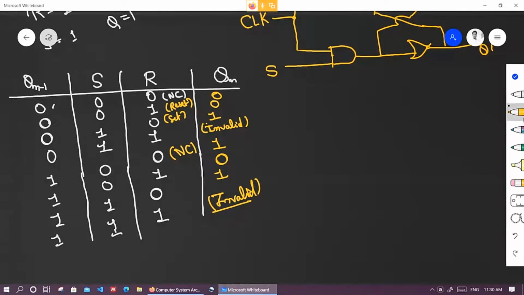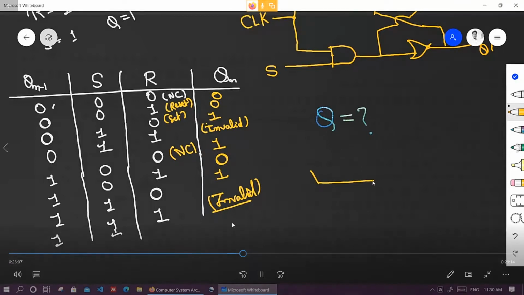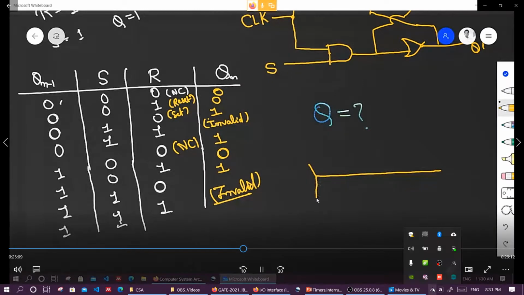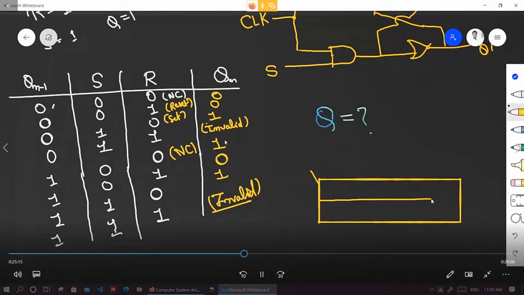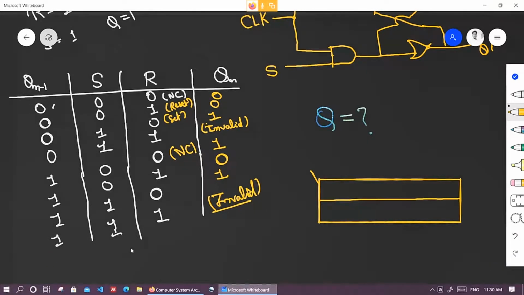Now there is one thing we want to find out. We have drawn the circuit and we have done everything. We want to find out the equation for Q. So what is the technique for getting the equation of Q? The same K-map. Because we have a truth table, we can use the K-map to find out the circuit. So we will create a K-map, something like this. We know the output is Qn or Q. So we just write Q and 1, 2, 3.